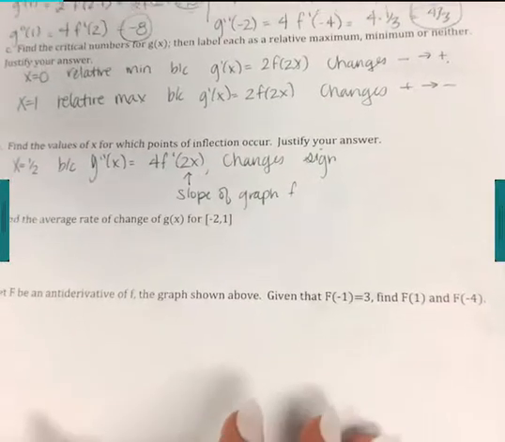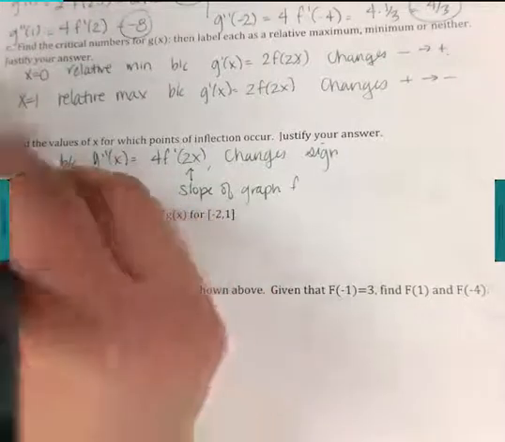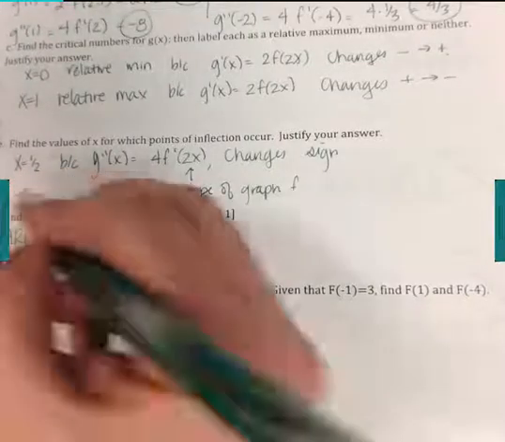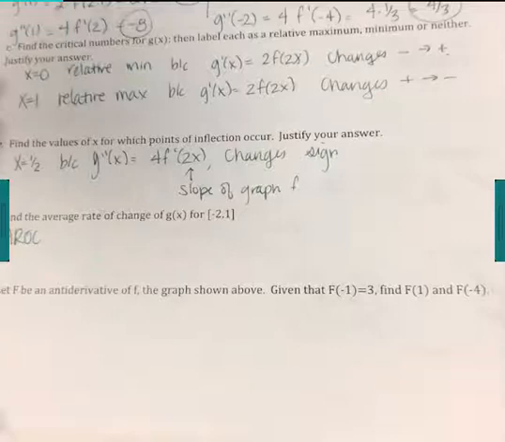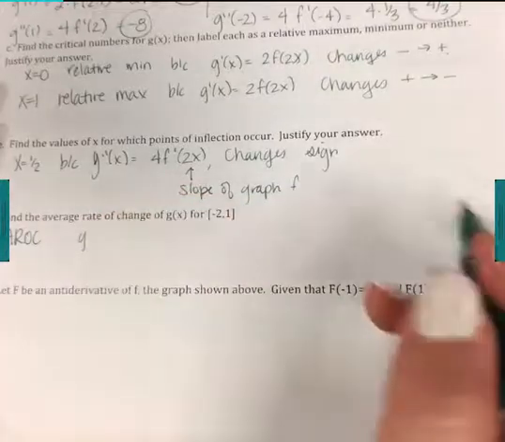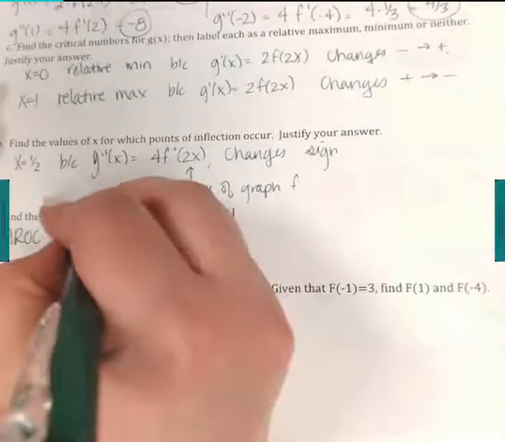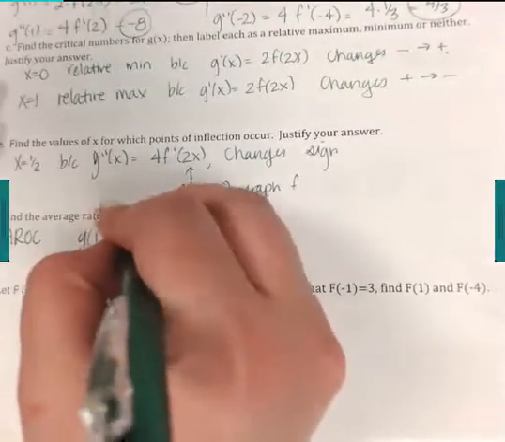Okay, part F, I want average rate of change. What's that? Yay, AROC. How do I do AROC? Yes. G of 1 minus G of negative 2 over.